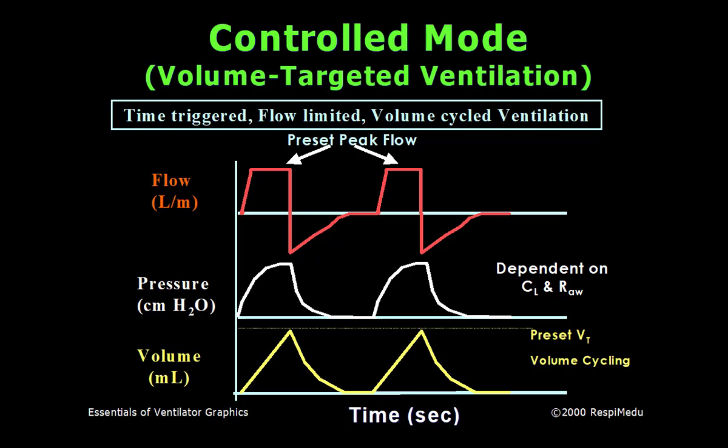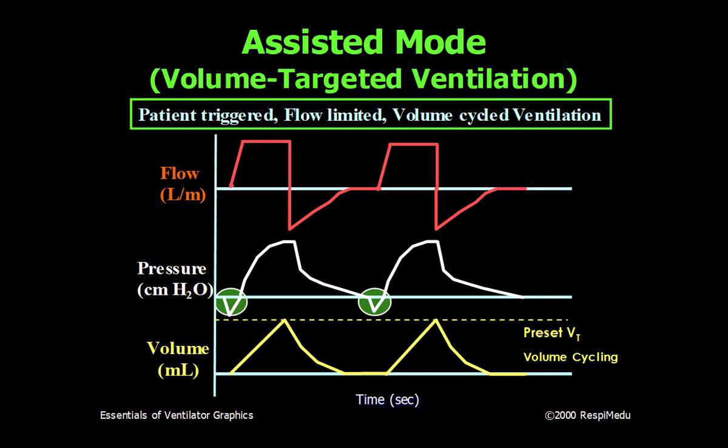So the trigger is affected here. The trigger is pressure trigger, whatever you have set, whether flow or pressure or whatever. So totally patient trigger, and everything else remains the same. So volume assist control is patient triggered, flow limited, volume cycled. There are two aspects: the cycling and the limits were the same.